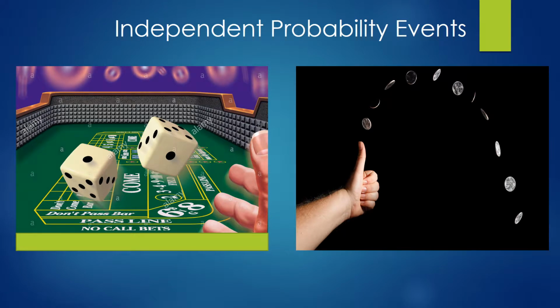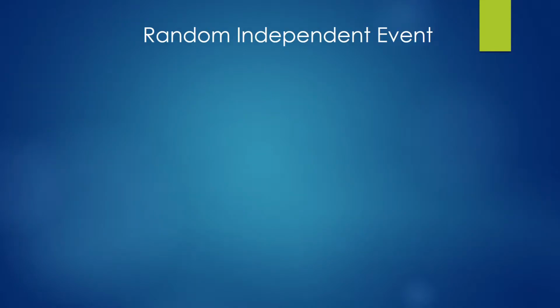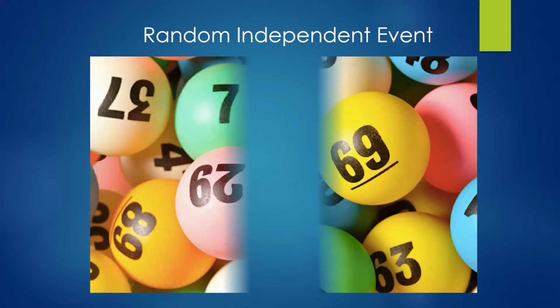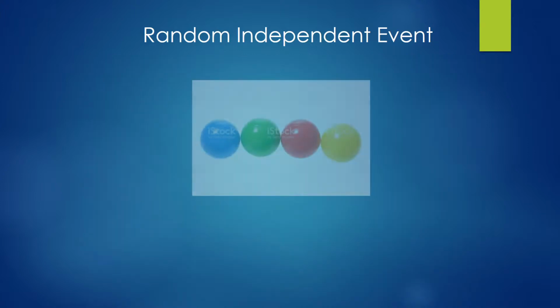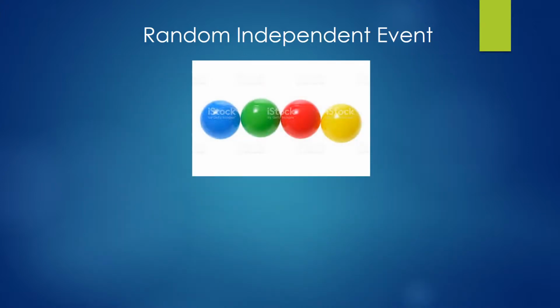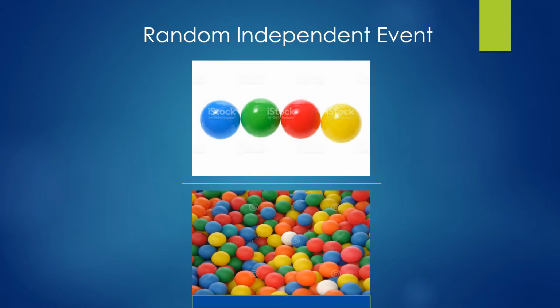Hello. In today's statistics lesson, dice and coins are used to illustrate independent probability events. The object is to show how to calculate probabilities for single and multiple events. When it comes to probabilities, a random independent event has a finite number of possible outcomes. Each outcome has the same chance of occurring. A probability for that event is calculated by taking the desired outcomes and dividing by the number of possible outcomes.